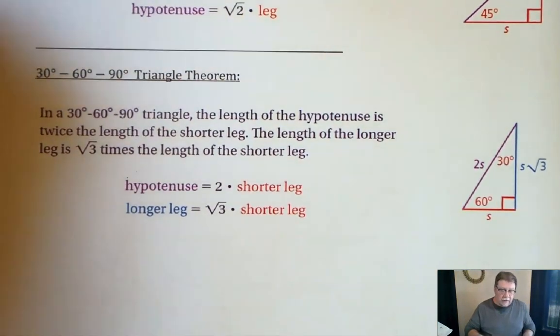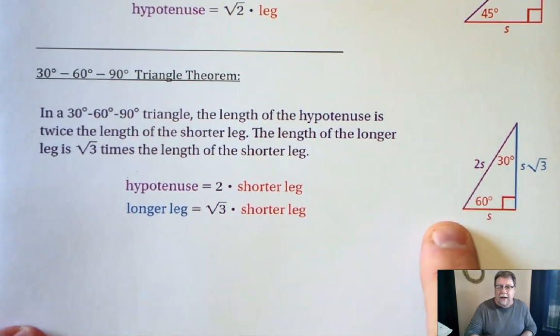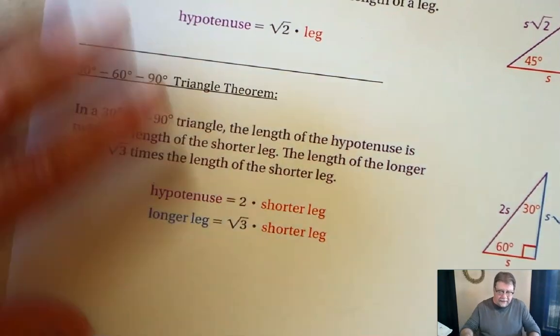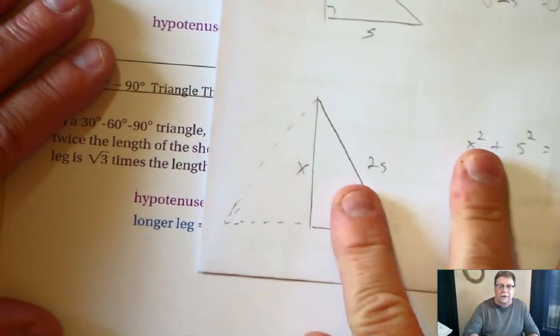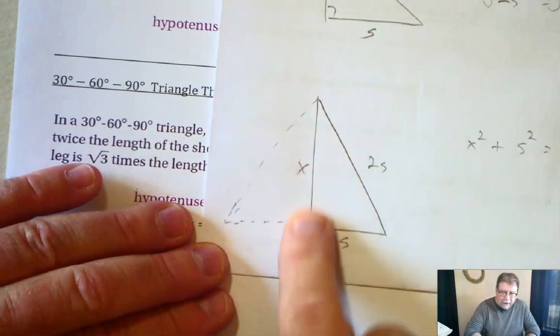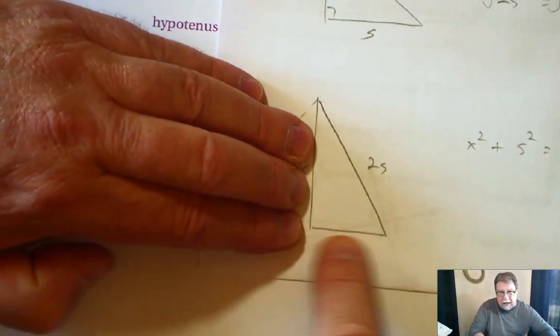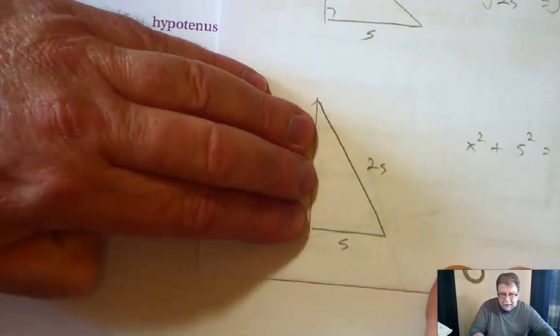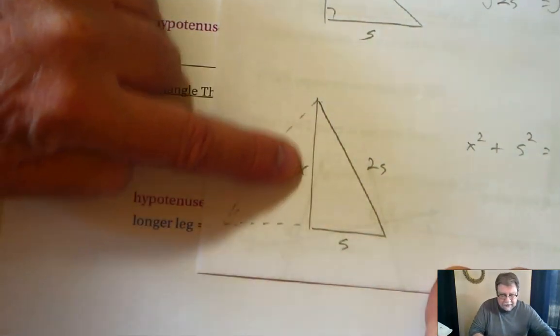It looks like that. It's got a 30-degree angle, a 60-degree angle, and a right angle. And if we look at that, it basically is half of an equilateral triangle. If we took an equilateral triangle and chopped it right down the middle, this leg would be half as long as this side, because we cut that side right in half. So what would be the length of this leg?